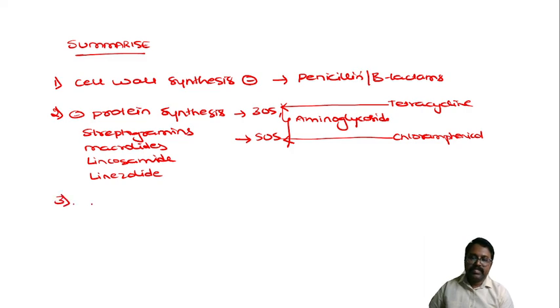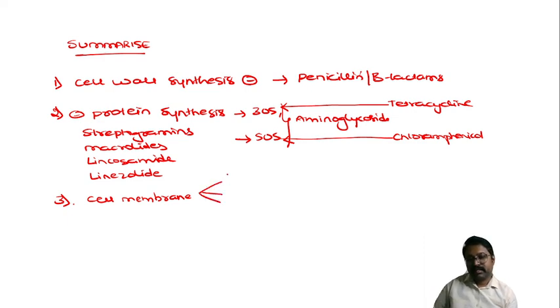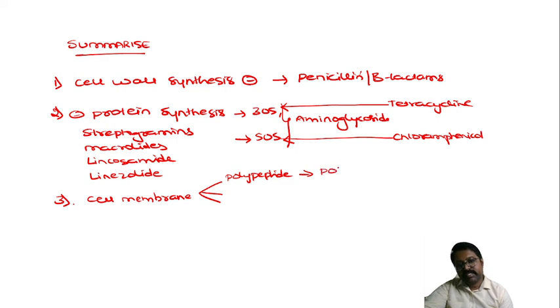Then the third group is drugs which are affecting the cell membrane. The drugs which are affecting the cell membrane, you can remember as polypeptide antibiotics, that is polymyxin B. The exception is bacitracin, which will inhibit the cell wall synthesis.